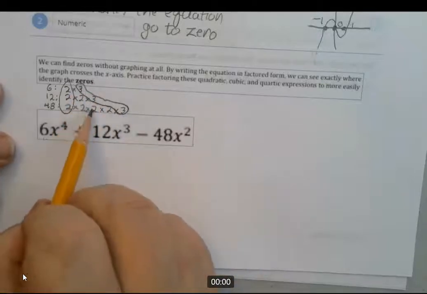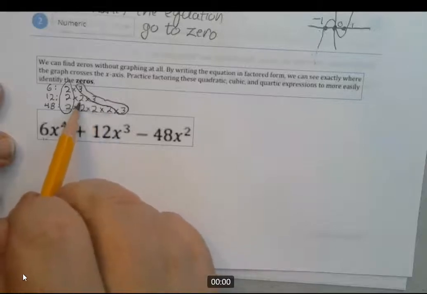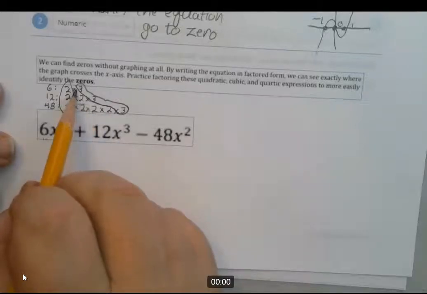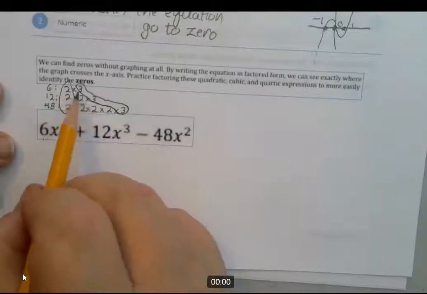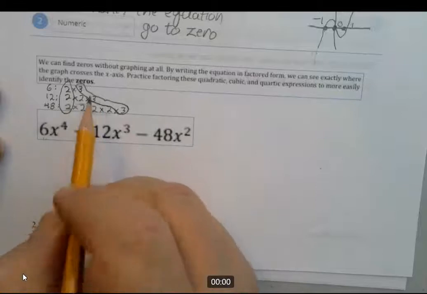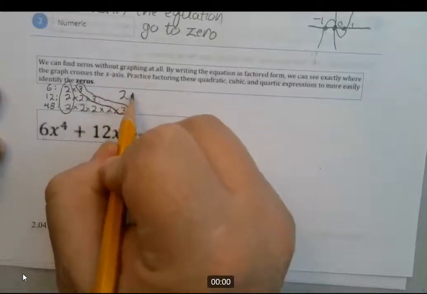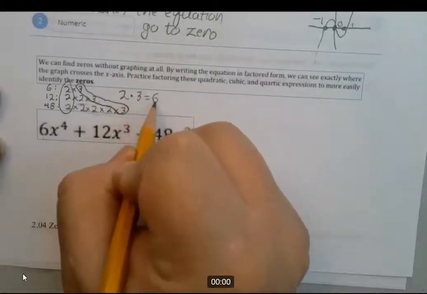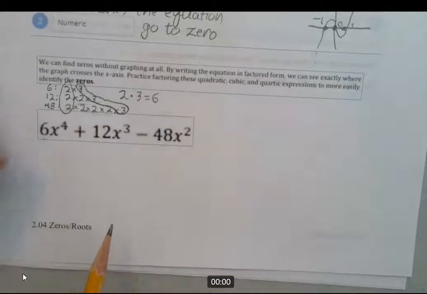The rest of them you see that aren't circled, they don't have in common. This one has 3 more 2's. This one has 1 more 2. But this one doesn't have any more 2's. So you can't say that all 3 of them have anything else in common except a 2 and a 3. So what that means is 2 times 3 equals 6. So 6 can factor out of that because they all had a 6 in common.